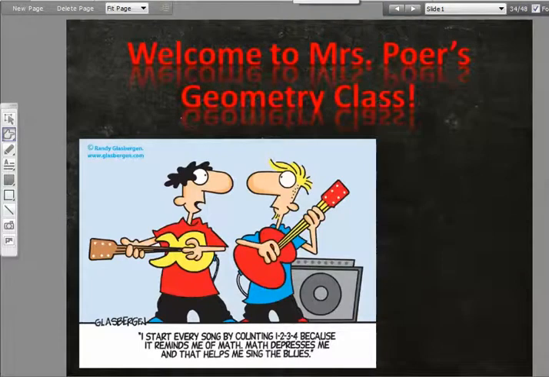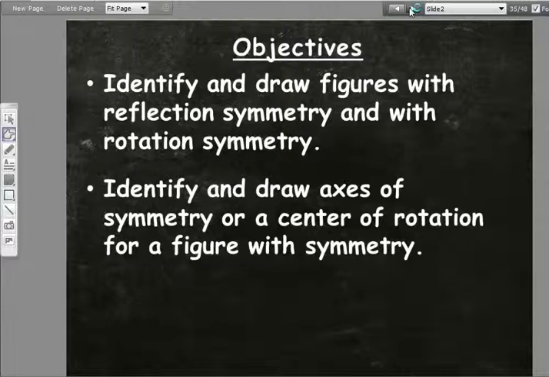Alright, let's get started with lesson 3.02. We're still working on polygons and symmetry, part 2. Identify and draw figures with reflection symmetry and with rotation symmetry. That's our first objective in this lesson. And then next we're going to identify and draw axis of symmetry for a center or a center of rotation for a figure with symmetry.